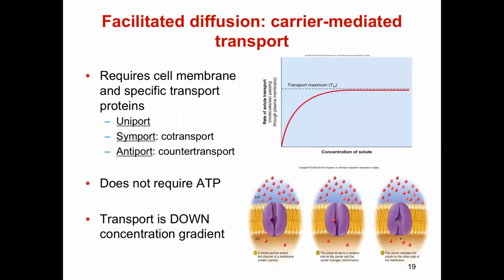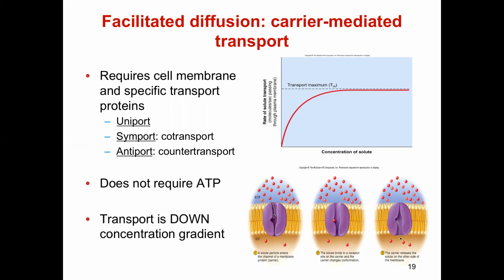So here we have facilitated diffusion or carrier-mediated transport. These require a cell membrane and protein specific to allow things to go through. Doesn't require ATP. Transport is down the concentration gradient, all right? Now, sometimes, and this is kind of neat, sometimes only one thing will go through, and we call that uniport. Sometimes two things go through, and they're both going in the same direction. We call that symport or co-transport. And then sometimes things will go through, but in opposite directions, and that's called antiport or counter-transport, okay?